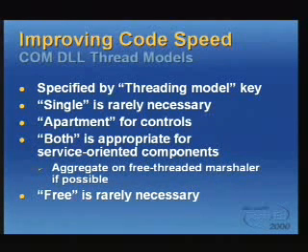Now, how do you get around this? If you're writing a server, I like to just think of two simple rules. If you have a UI, select the apartment model. If you don't have a UI, select both. In effect, whatever client calls into you, you will appear to them as the correct type, whether you're in a single-threaded apartment or a multi-threaded apartment.